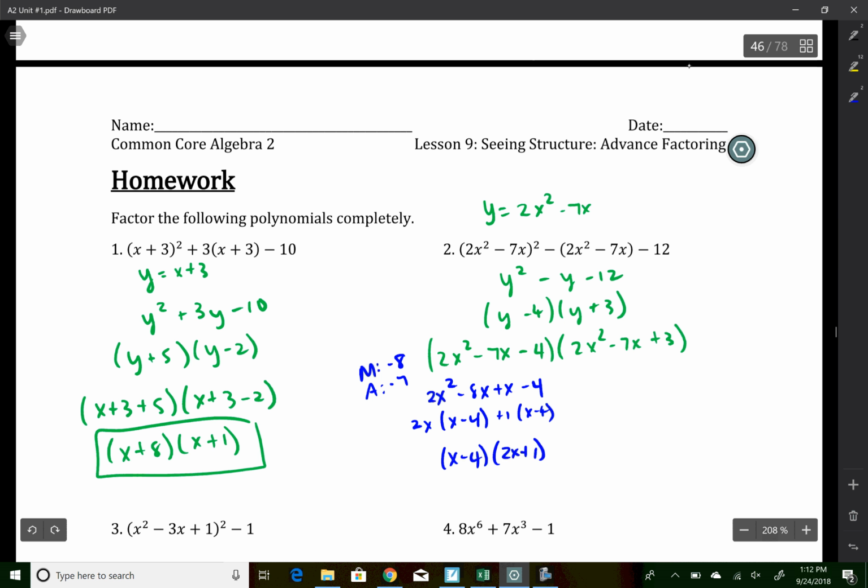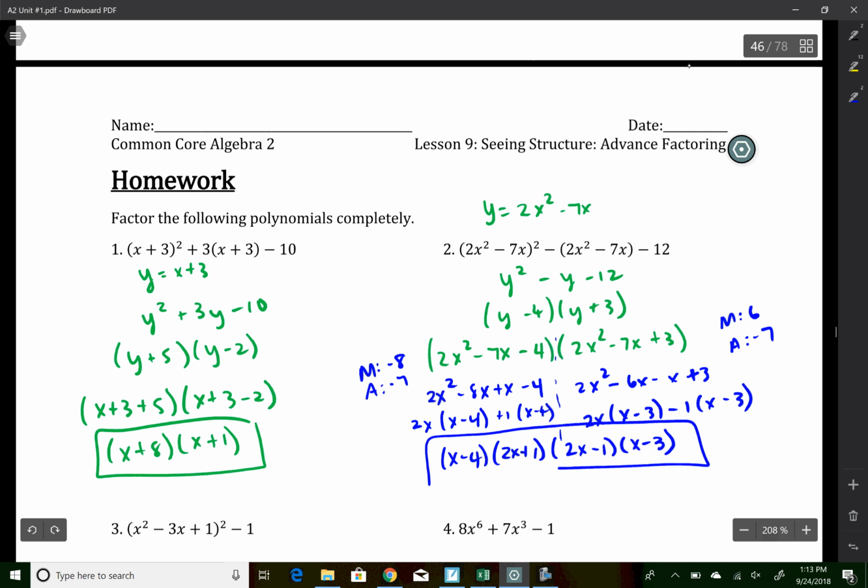Those two factors came from that first parenthesis. All right. Second parenthesis, 2 times 3 makes 6. So what multiplies to make 6, but adds to make negative 7. So that's going to be 2x squared minus 6x minus x plus 3. 2x is my GCF, leaving me with x minus 3, negative 1, x minus 3. So then my other two factors are going to be 2x minus 1 and x minus 3. Same idea. We go from there.